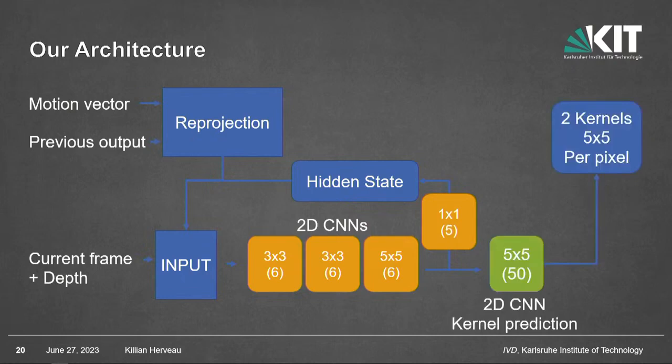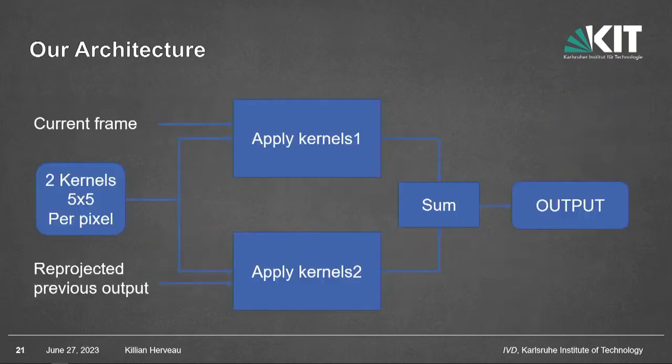The core of our technique is the kernel prediction. So we have a 5x5 CNN again, but this time with a 50-layer output. So this is pretty big. And this is because it's 2 kernels of 5x5, basically. We are trying to predict 2 5x5 kernels. So we apply then these 2 5x5 kernels to our current frame, the aliased one, and our reprojected previous output frame.